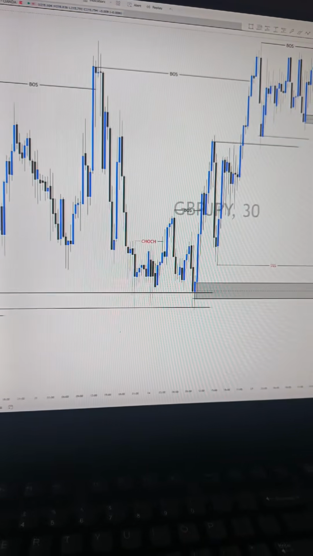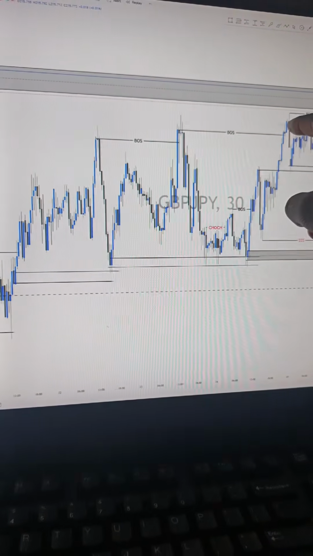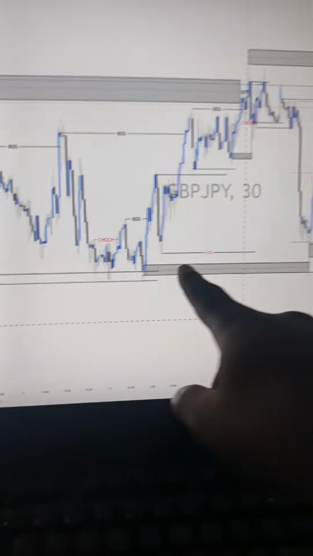Then we went up. Remember, this was the structure. We had this break of structure. Market came in for the demand. Then we mitigated the demand. We were to target this swing high over here to cause what? A break of structure. We caused that break of structure, and then we were left with this demand over here.